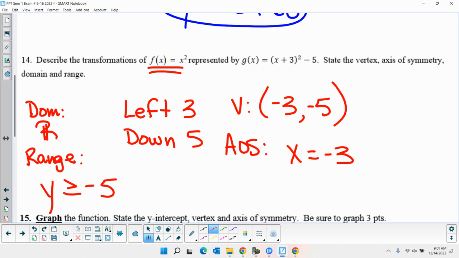When we're talking about x squareds, we haven't done any y squareds. And then if it opens up, it's y is greater than or equal to for your range, whatever your minimum value is. If it opens down, it's y is less than or equal to whatever your maximum value is, that y value of the vertex.